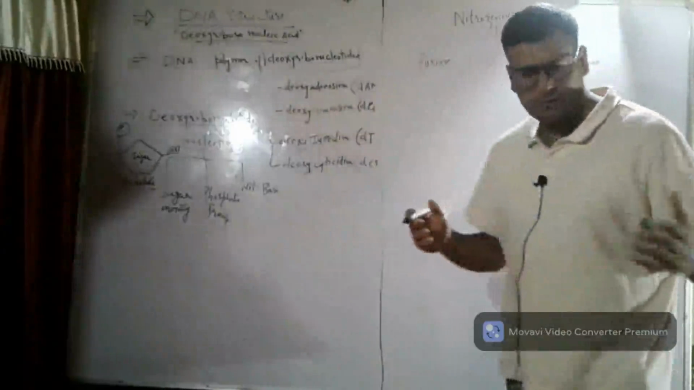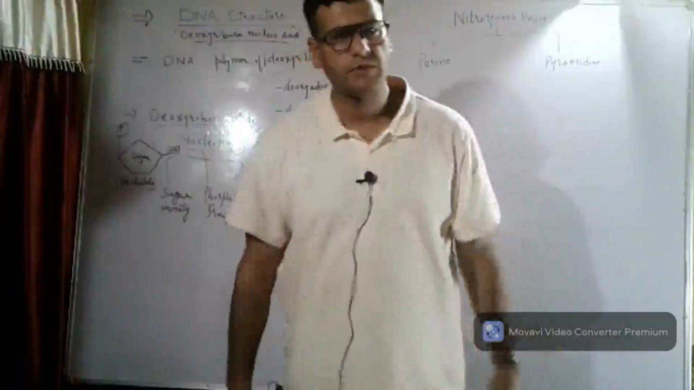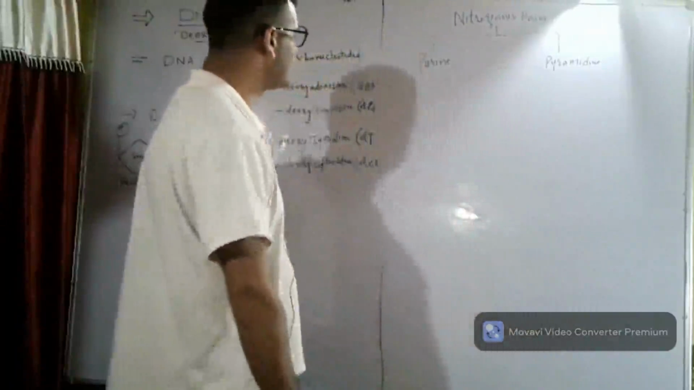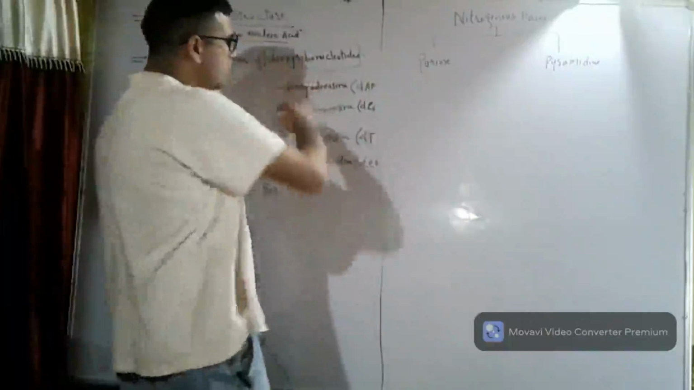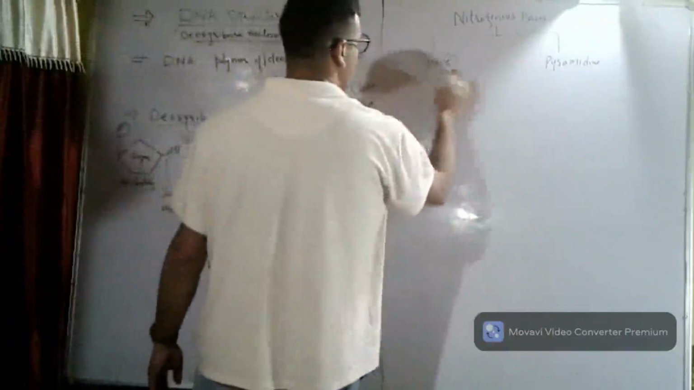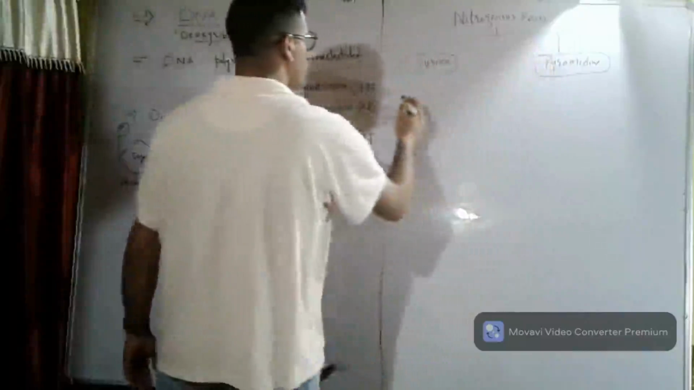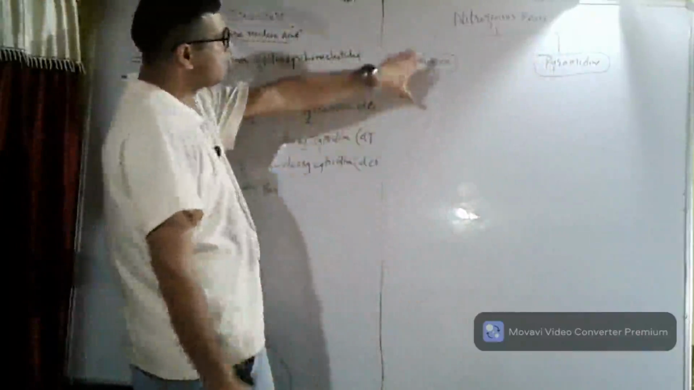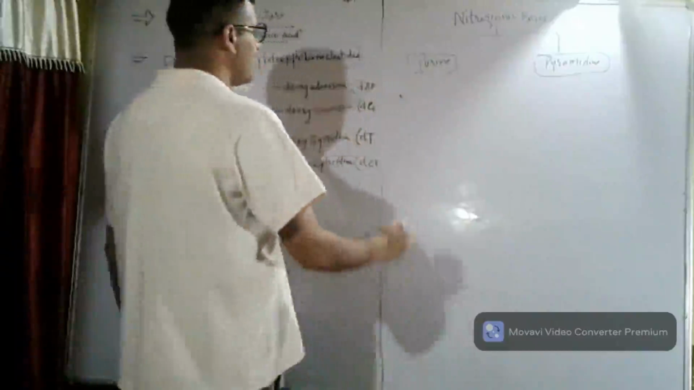So in a DNA molecule, two types of nitrogenous bases are present. One is called purine, another is called pyrimidine. What is the difference between purine and pyrimidine? Remember that purine is a 9-member ring.